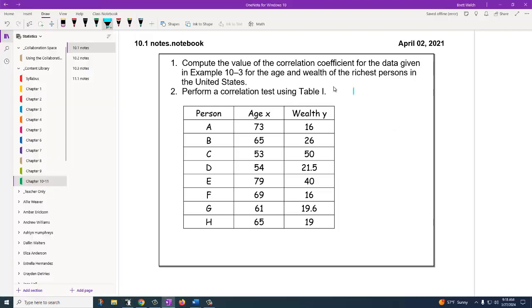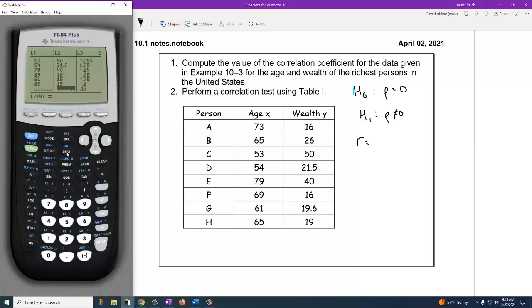Let's start back over here with our hypotheses. First, we're going to start with H naught, which is that rho equals 0. There is no relationship. And the alternate is that rho does not equal 0, or that there is a linear relationship between these. We are not going to make a claim here. We're just going to let the data tell us what there is. So the next thing I need to do is calculate my test value. So I'll go to stat, I'll run a calc, and it's option 4. I get negative 0.173.